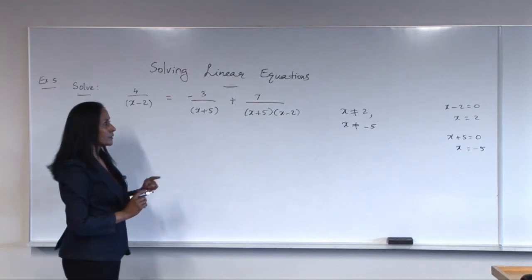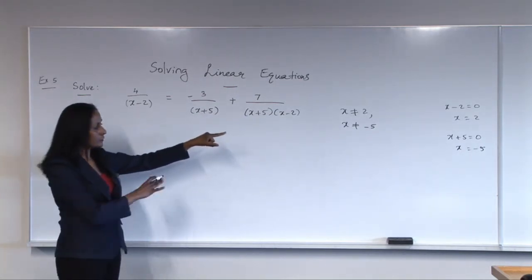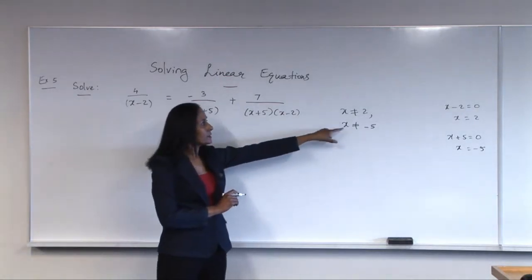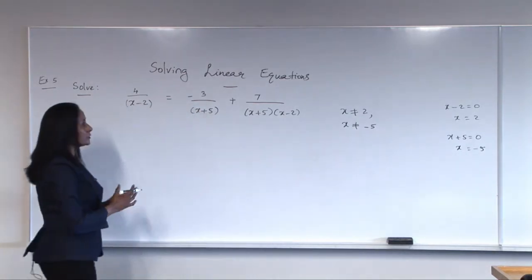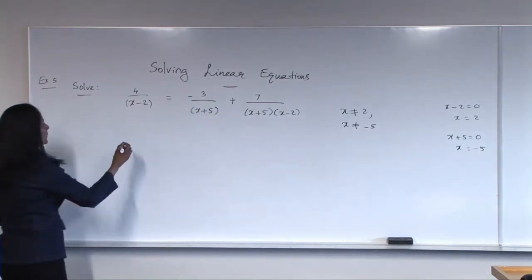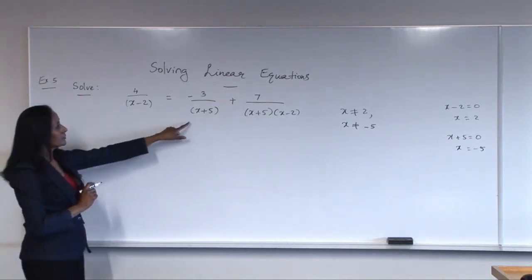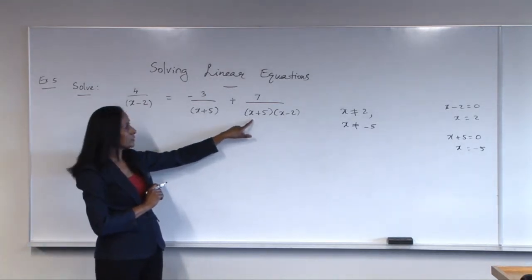Just remember that, because you are going to come back to this step after the last step you finish for this problem, and then you have to see for what values x can't be equal to, and then answer appropriately. So now the denominator here is x minus 2. Here you see x plus 5. Here we have x plus 5 times x minus 2.